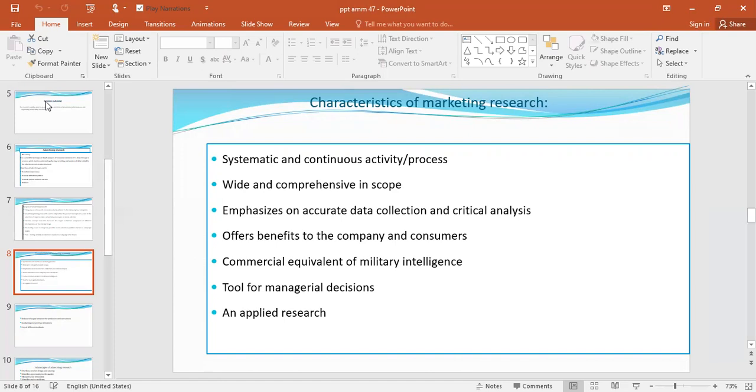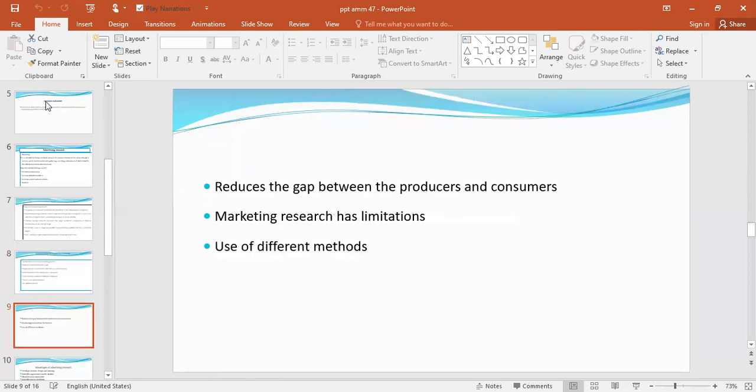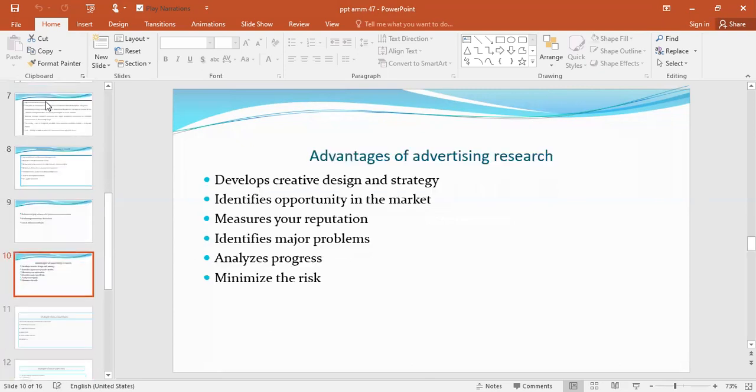Next, it is the commercial equivalent of military intelligence. Next, it is a tool for managerial decisions. And lastly, it is an applied research. Next, it reduces the gap between the producers and consumers. And at the same time, marketing research has limitations. It makes use of different methods.